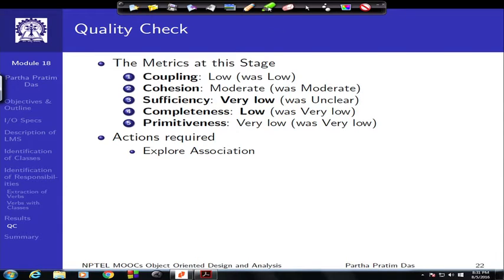So, our next target would certainly be to explore different associations, different relationships amongst the classes, within the classes, so that we can infer more information about the design.